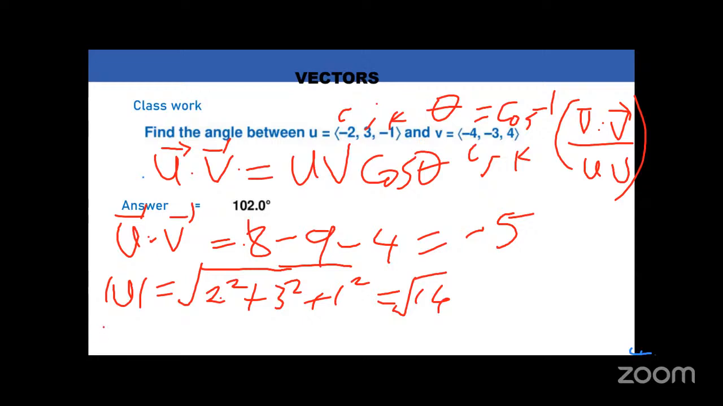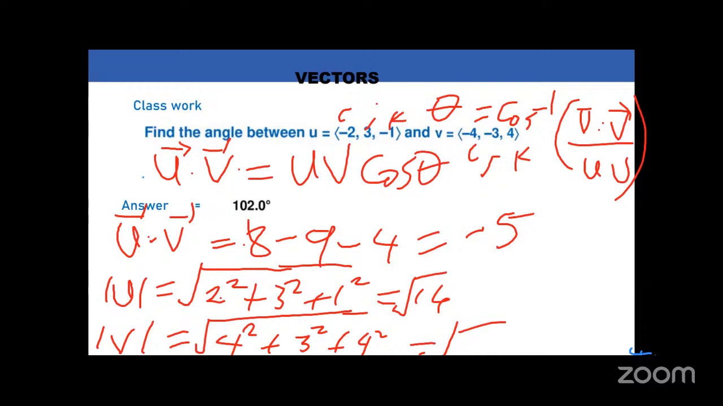Then the magnitude of v will be the square root of 4 squared plus 3 squared plus 4 squared again. So that is the square root of 4 squared is 16, 16 plus 16 is 32, 32 plus 9. That is 41. Square root of 41.